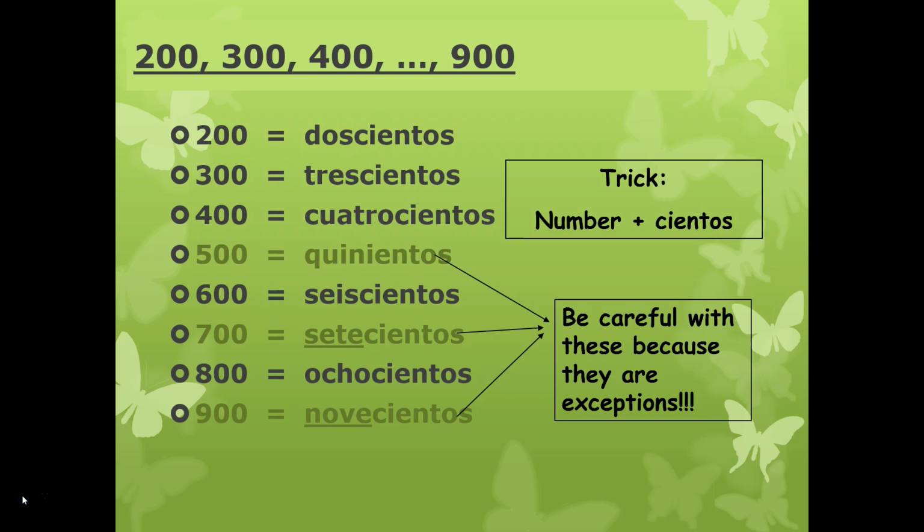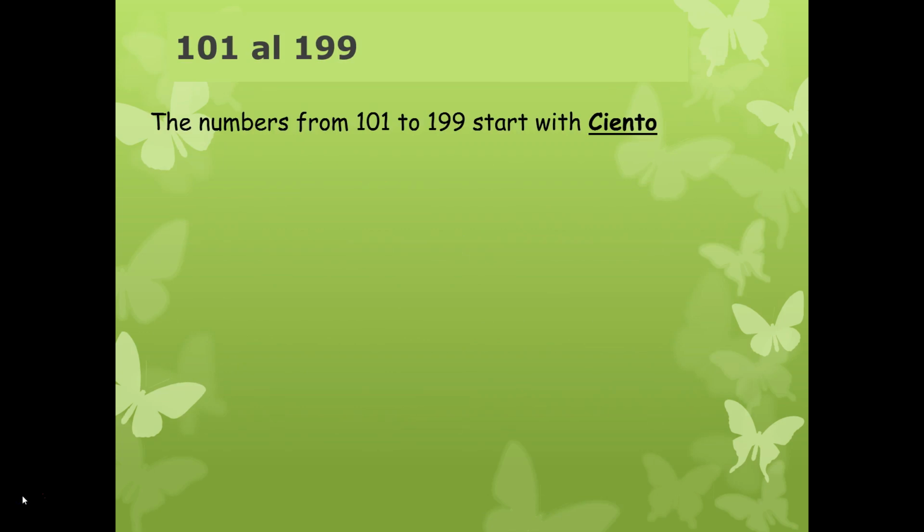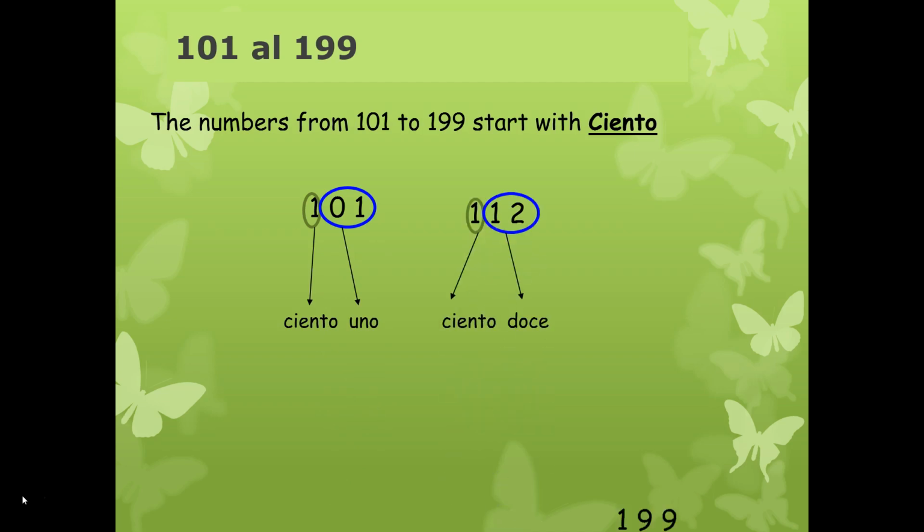Alright, you guys are ready now. The numbers from 101 to 199 start with ciento. So we have these numbers: ciento uno, ciento doce, and ciento noventa y nueve.